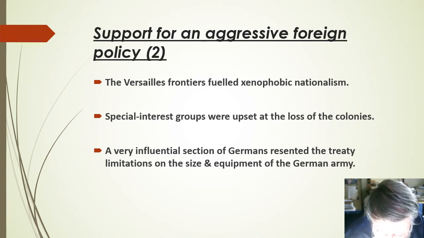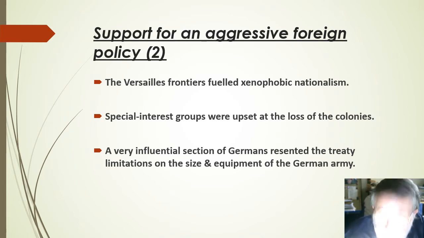The Versailles Treaty itself fueled xenophobic nationalism, especially with Poles governing Germans in the New Poland, and some Germans also being upset that German-speaking Austria wasn't allowed to join Germany, and with the rule of Czechs over Germans in some parts of Czechoslovakia after the breakup of the Austro-Hungarian Empire.